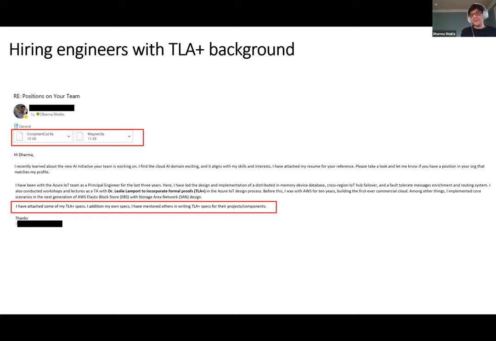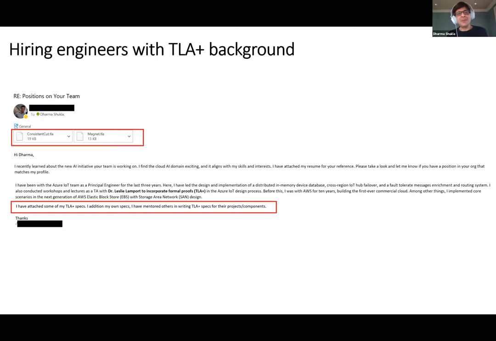A few things I want to share, things that have worked in terms of applying TLA Plus in a team. I found that hiring engineers with the TLA Plus background has worked. When we post job descriptions, we say knowledge of TLA Plus is preferred or would be great.